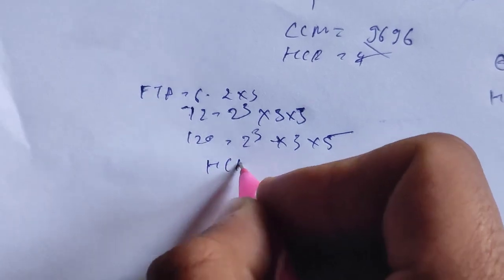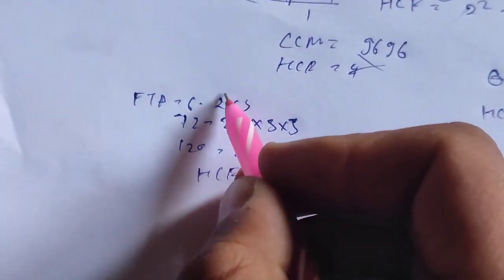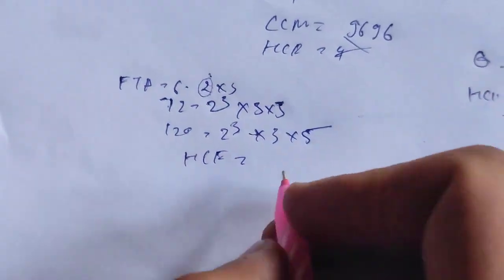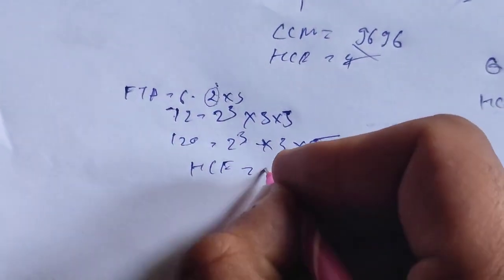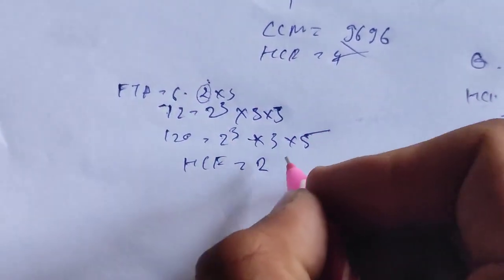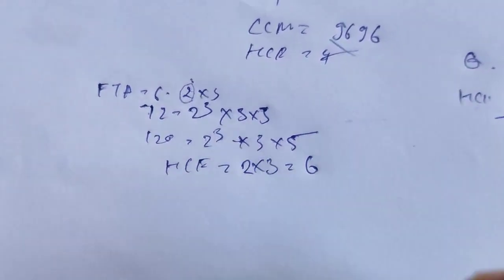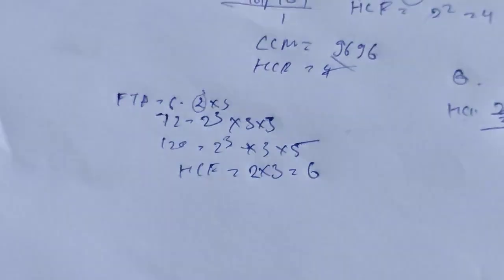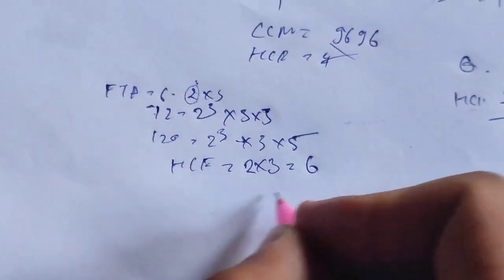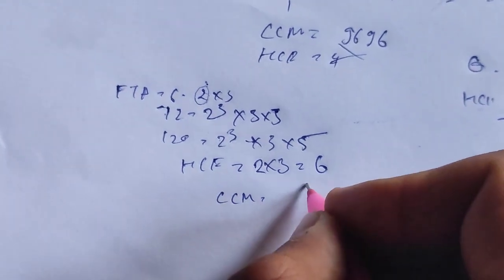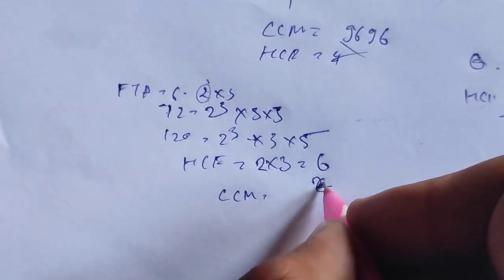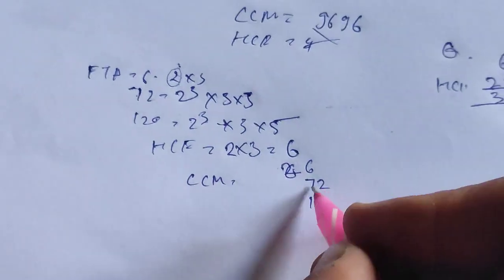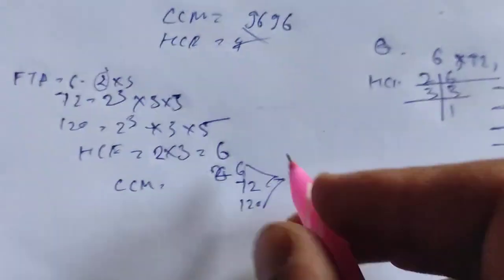According to that, the HCF will be the lowest power of the common factors. 2 is common in all, and the lowest power of 2 is 1, and 3 is also common with power 1. So 6 is our HCF. And because we have three numbers, we can't use the previous method, so now we use a trick for the LCM: first we write 6, then 72, then 120, which are all our numbers.